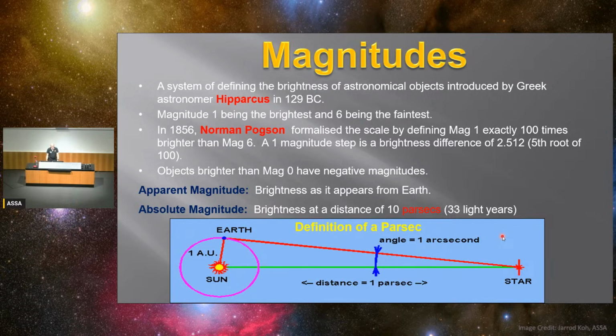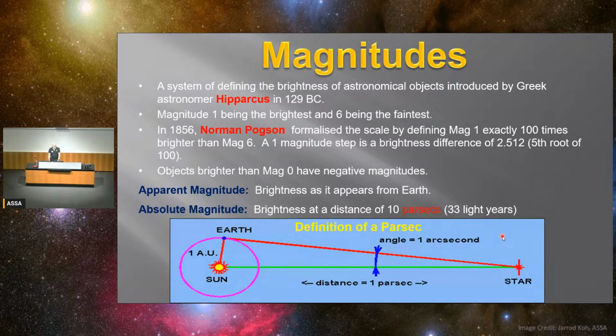Now, back in Hipparchus's day, he didn't consider objects brighter than magnitude 1, but there are objects brighter than magnitude 1. And if they are brighter than magnitude 0, then they have negative magnitudes. So, for instance, Venus has a magnitude of about -4.